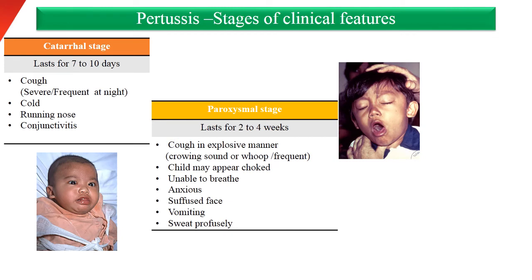But the second stage is called the paroxysmal stage, which lasts for 2 to 4 weeks, and in this stage the coughing occurs more vigorously. It is uncontrollable, and violent, excessive, explosive coughing occurs. That is the key and hallmark symptom and sign of this disease, the whooping cough.